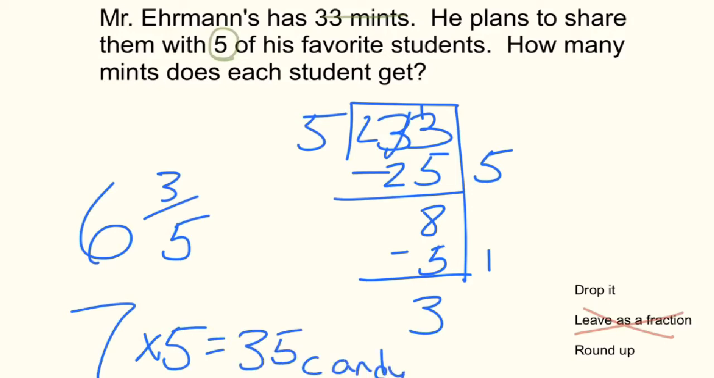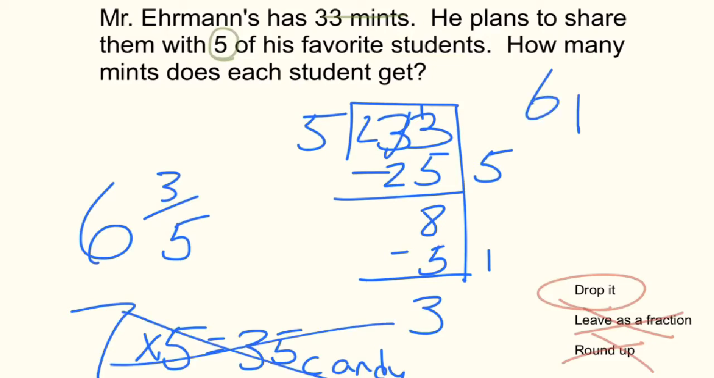And that is too much. I only have 33 pieces. So we can't round up. So we have to drop the remainder, so each student gets 6 pieces and then there are some left over. It's the only way to make it fair.